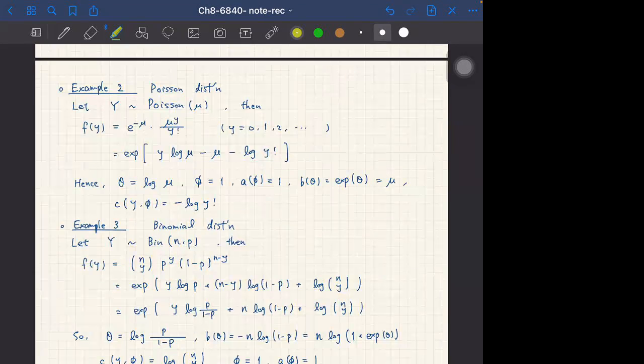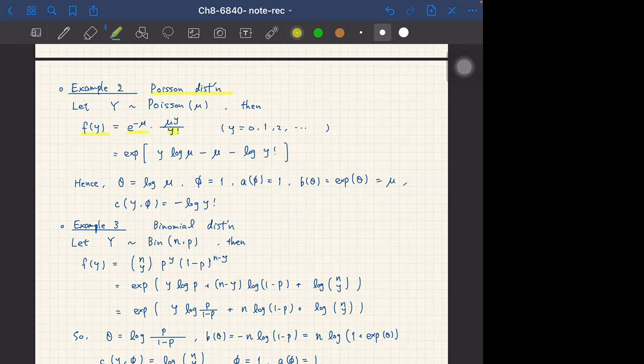Example 2 is the Poisson distribution. This is also in the exponential family, so the exponential family is a pretty wide class. The Poisson distribution is a discrete distribution, while the normal is continuous, but both are in the same exponential family. What was the Poisson distribution? The probability mass function of the Poisson distribution is exponential of negative mu, times mu to the power y, over y factorial. This decays pretty fast as y gets larger because we have y factorial in the denominator.